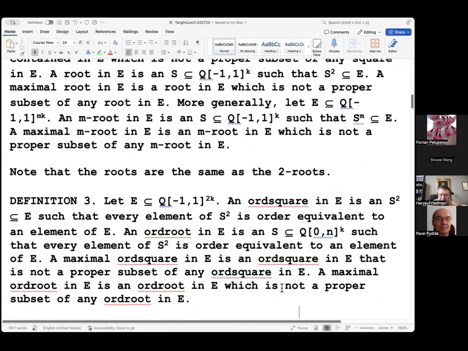An Ord square in E is an S squared contained in E, such that every element of S squared is order equivalent to an element of E. And an Ord root is an S contained in -1 to 1, always, such that every element of S squared is order equivalent to an element of E. A maximal Ord square is an Ord square which is not a proper subset of any Ord square. A maximal Ord root is an Ord root which is not a proper subset of any Ord root.